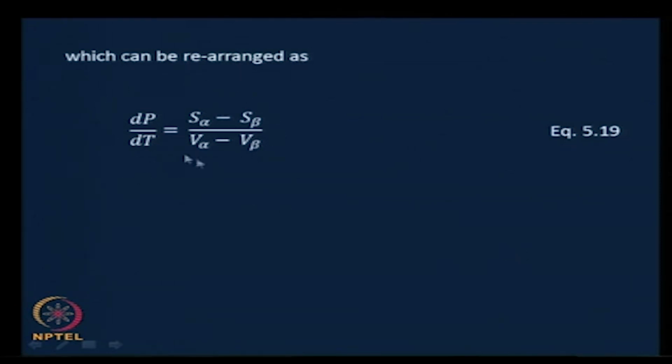This is a nice expression, but this is not very useful. So, we will make it a little more useful, because P, T and V are fine, we also have entropies here which are not very easily measurable or as easily measurable as P, T and V are.